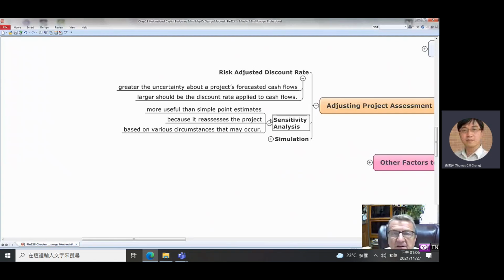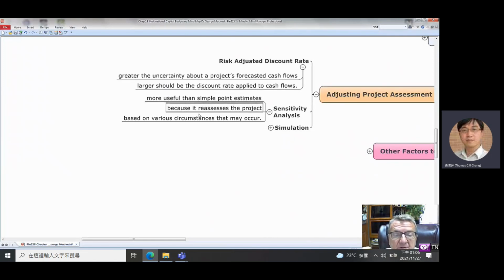Like in this project, what happens when in the first 2 or 3 years the business goes worse than my estimates, and now it says you won't be in the black, in the positive, until 2 more years. So I'm going to look at worst case scenario. If this happens here, could we sustain it for 2 years before the stock goes and says, hey, you're reducing the value of the MNC? Okay, sensitivity analysis is more useful than simple point estimates because it reassesses the project based on various circumstances that may occur.